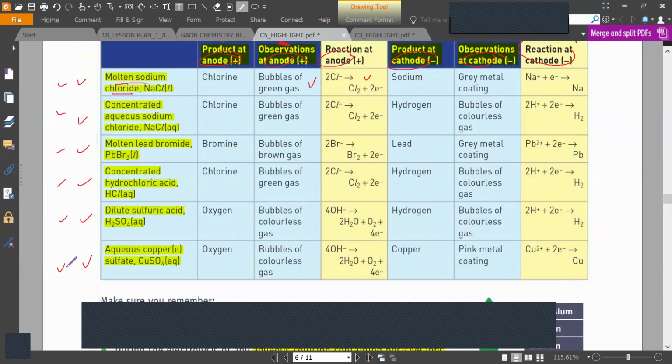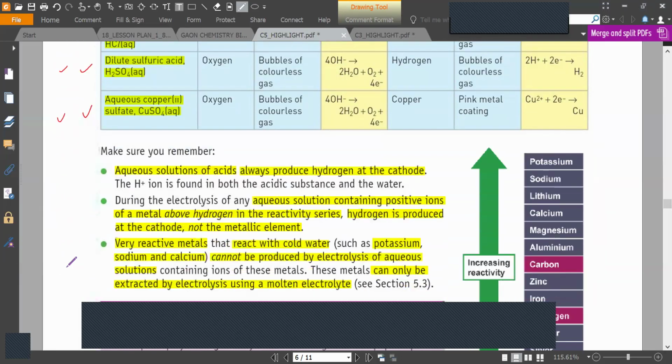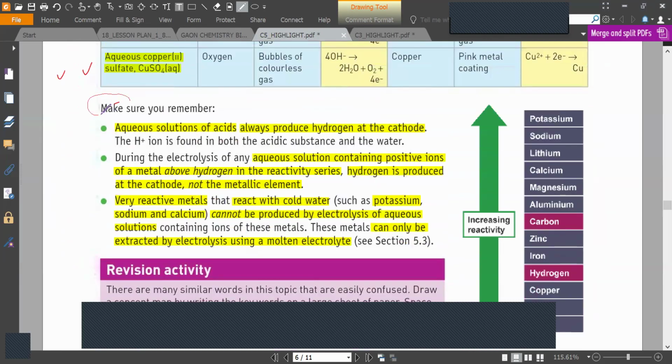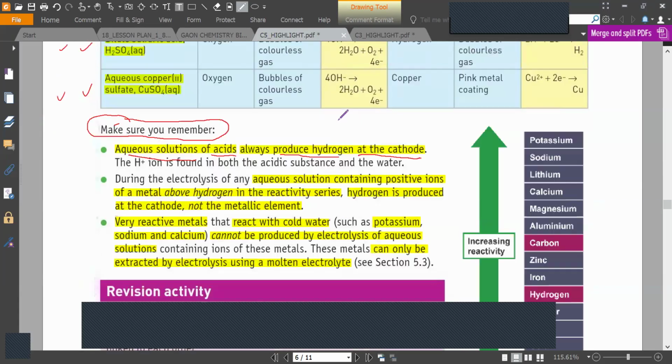Now the key points that we need to know. Make sure you remember. If we have aqueous solution, we will always produce hydrogen at the cathode. Always. Now I will explain why that is.